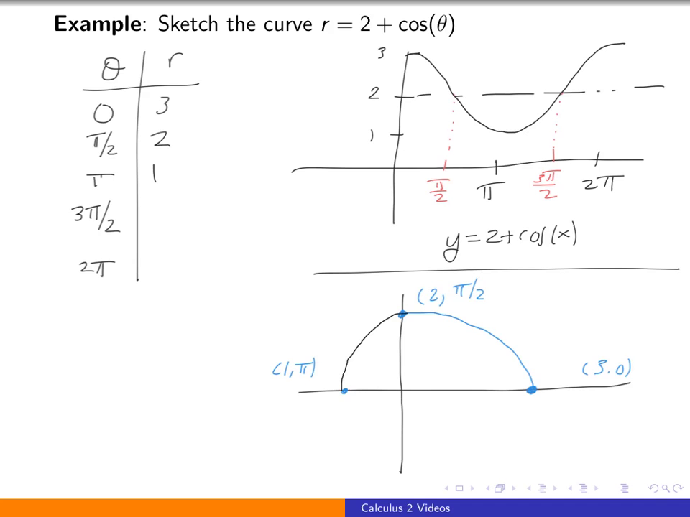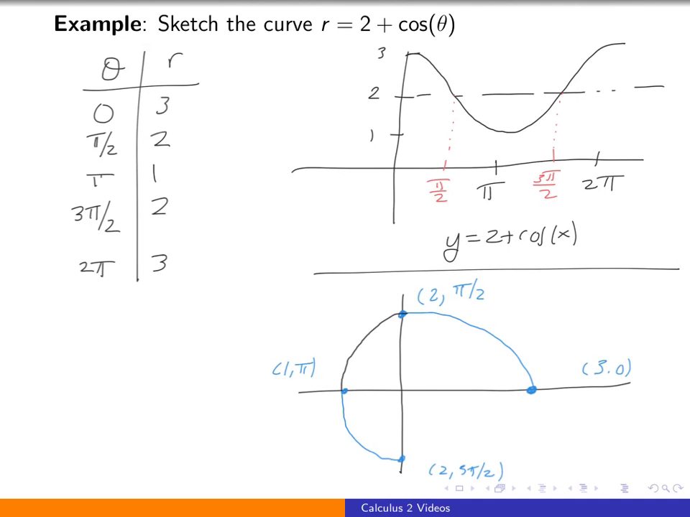Now going on to 3 pi over 2. At 3 pi over 2, r is again 2. So we have the point (2, 3 pi over 2). And in that third quadrant, our r value is now increasing from 1 up to 2 as we rotate around. So it starts at 1, and as we rotate around, it increases to 2. And at theta equals 2 pi, you're back at an r value of 3.